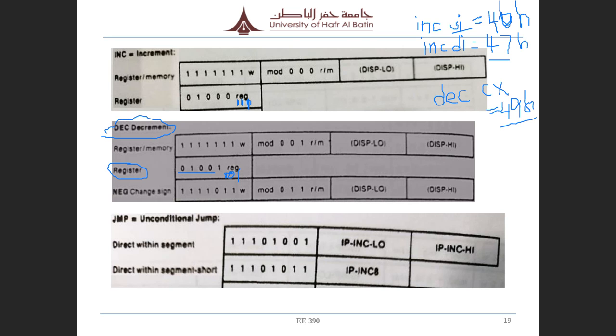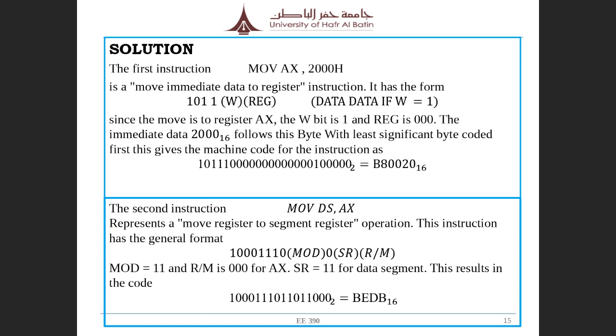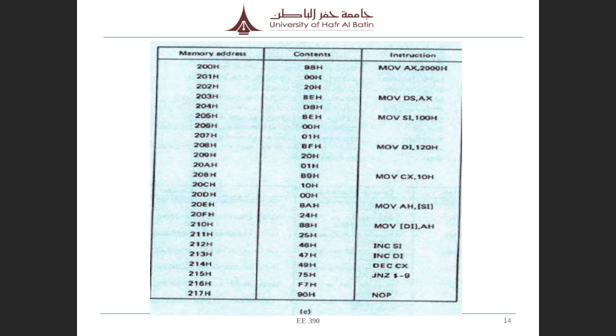Okay, let me now have a look in the memory. For increment SI, it is 46H. Then increment DI, it is 47H. Then decrement CX, it is 49H. Everything is very clear. Now the only challenging thing is this jump instruction.